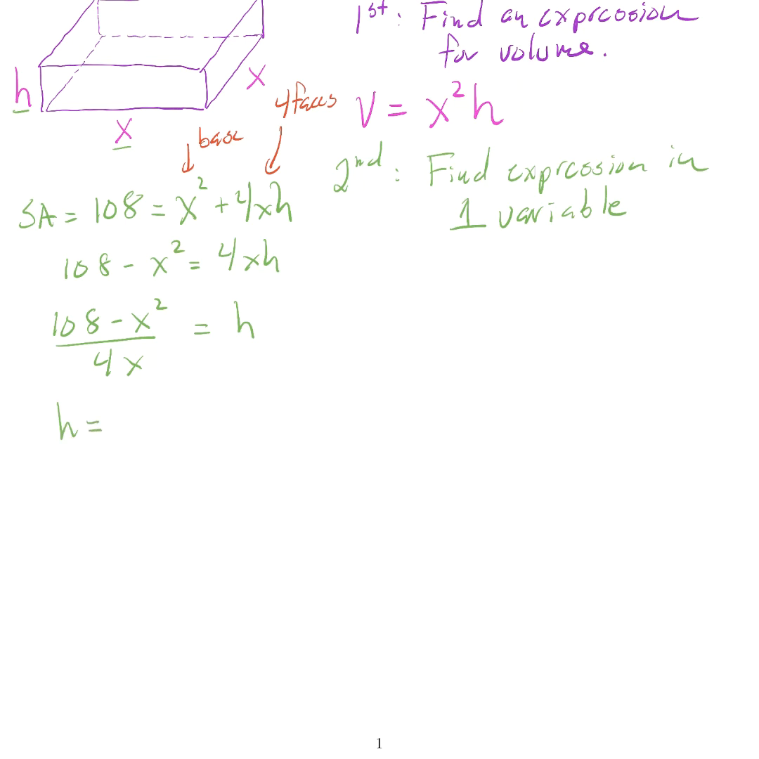108 divided by 4, 4 times 20 is 80, 28 left, 7. So 27, but we still have an x in the denominator, minus 1/4, and one of the x's is going to cancel. So there's an expression for h. So now we can rewrite the volume just in terms of one variable. So now we can get the volume as a function of only x. So it looks like x squared times h, which is 27 over x minus 1/4 of x.